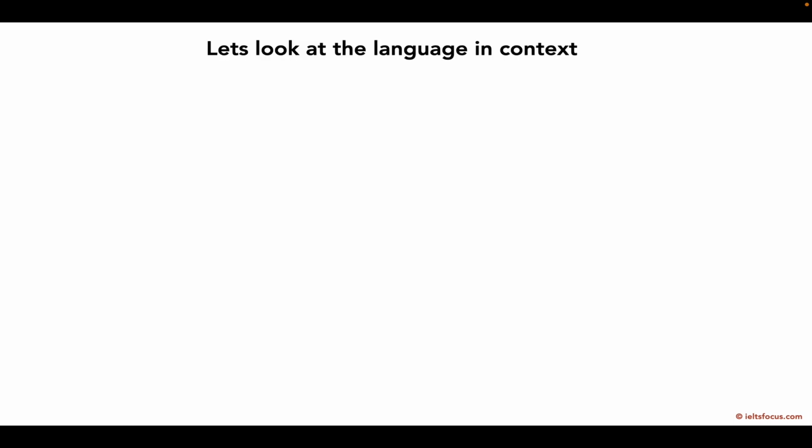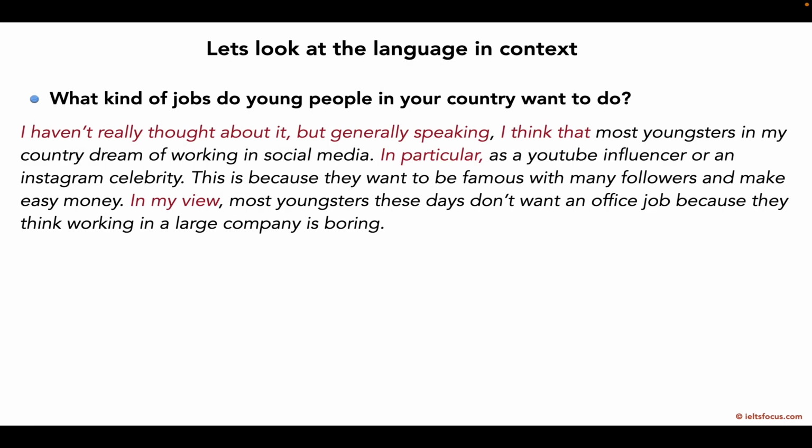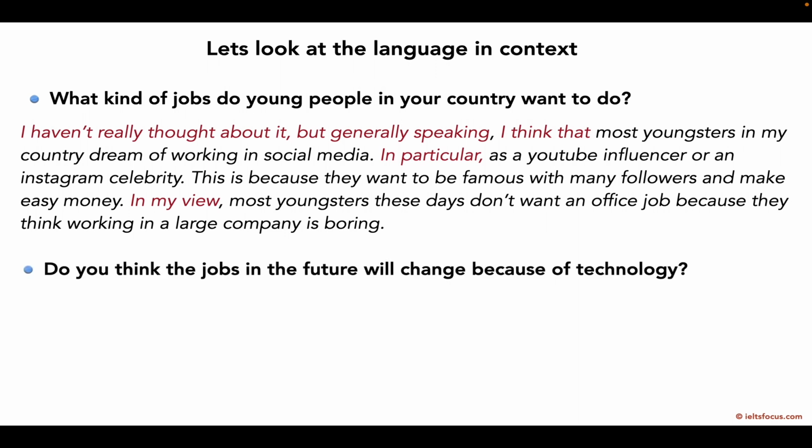Now, looking at this in more context. So, for example, you might be asked in part 3, this is about jobs and employment. What kind of jobs do young people in your country want to do? Okay, so I haven't really thought about it actually, but generally speaking, I think that most youngsters in my country want to work in social media, in particular as a YouTube influencer or an Instagram celebrity. Okay, now you can see here I'm explaining my opinion, and these words in red are the useful language that I just covered earlier. Here's another one about jobs.